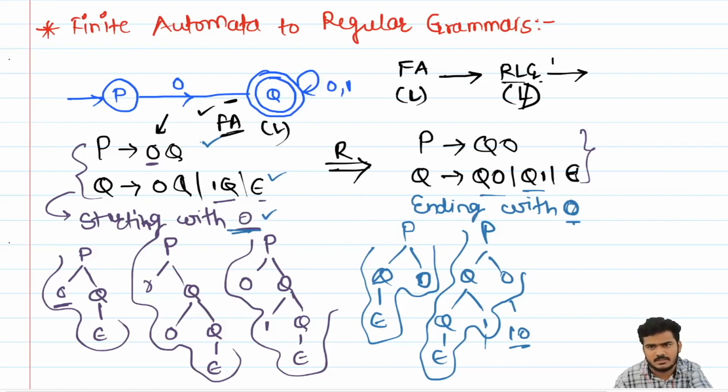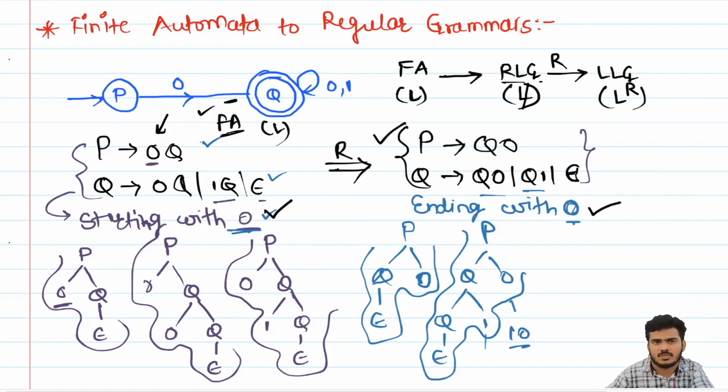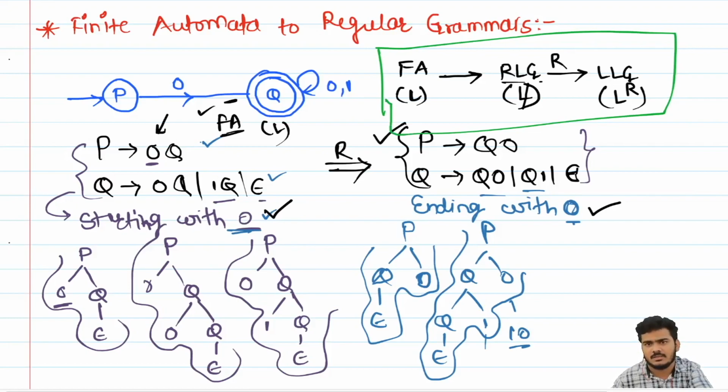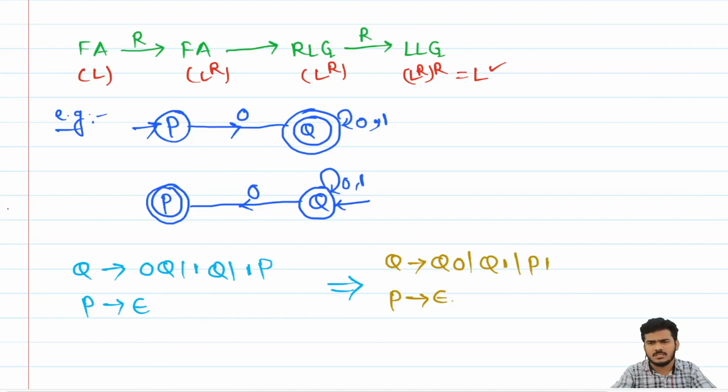But if I do the reverse of this, I will get the left linear grammar. See here, we got the left linear grammar, but that will not accept the language L, that will accept the language L reverse. Reverse means, here it was starting with 0, so we are getting ending with 0. Okay, so note down this point, this is the important one. If a finite automata is given and it derives the language L, then we will produce the right linear grammar which also produces, or accepts, the language L, but if we reverse it then we will get the left linear grammar, but that accepts or produces the reverse of the language.